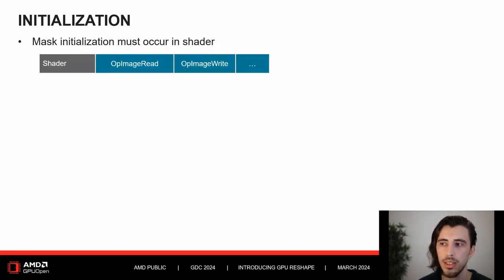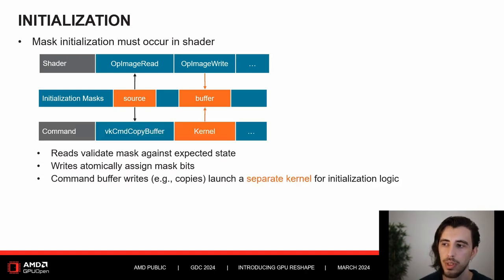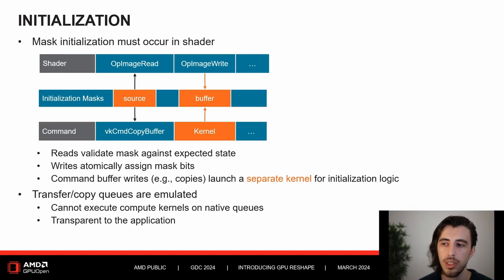One problem though is that initializing these masks has to happen inside of a shader. If we're already inside of a shader, any user read validates the mask, and any write atomically assigns the relevant bits. But if it's happening from a command buffer write, such as a clear or copy, we actually launch a separate kernel to initialize things. And it does so with feature programs. But there's another problem. What if this happens on a transfer or copy queue? I can't launch any kernels there. When Reshape is enabled, these kind of queues are actually emulated. In reality, they're just a regular compute queue, even though I don't necessarily tell the application.